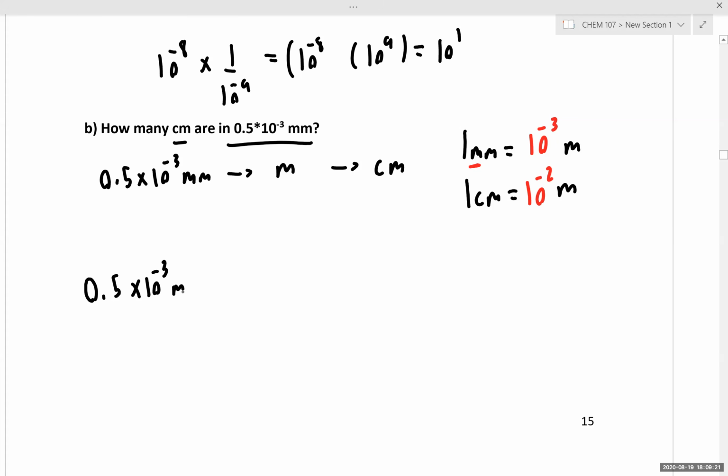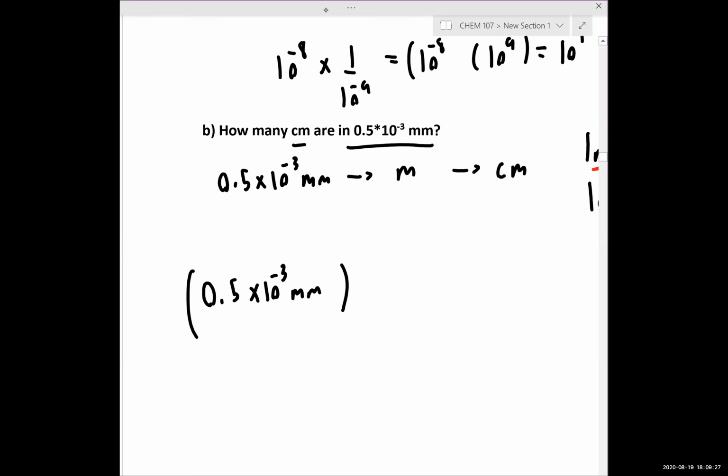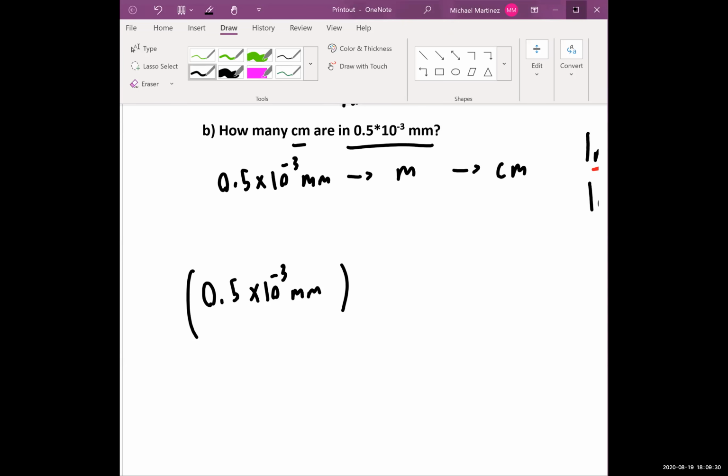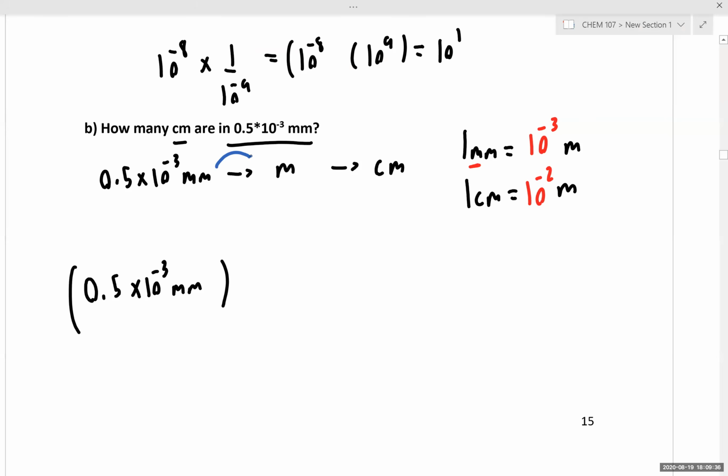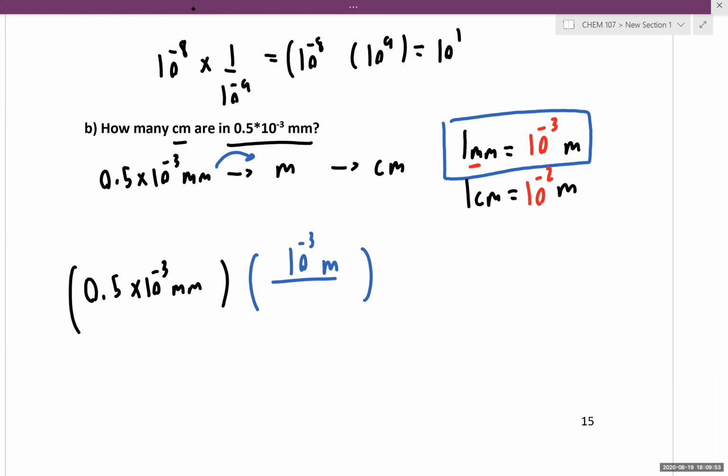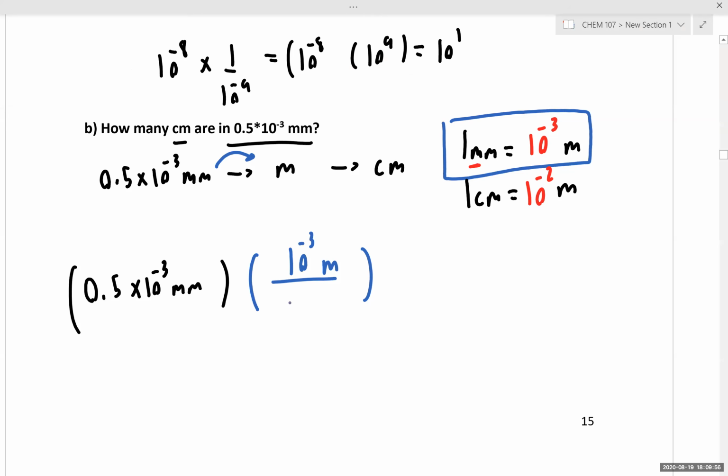Okay, so now that we have our equalities, I'm going to write out my base number. And in the one-line method, I'm going to set up each of my conversion factors, each of my unit conversion ratios, one after another. So first things first, I need to go from millimeters to meters. So what units are going to go on top? Meters, okay. And I know from my first equality that we have 10 to the negative third meters per every 1 millimeter.